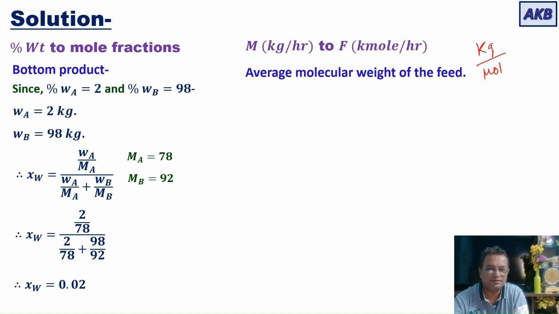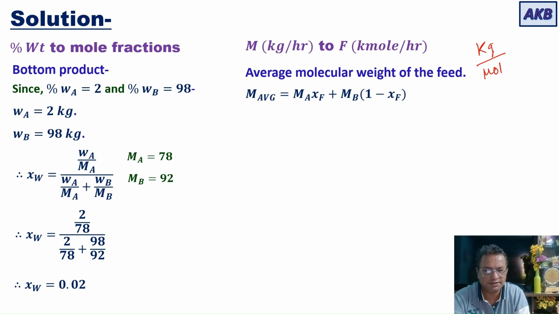But in this case, feed is a solution. It is a mixture of two components. Therefore, you have to use the average molecular weight of that mixture. The first task is to find the average molecular weight of the feed. I'll denote it as M average. M average is the molecular weight of A into its mole fraction plus the molecular weight of B into its mole fraction. So the formula is M average is equal to MA into XF plus MB into 1 minus XF.